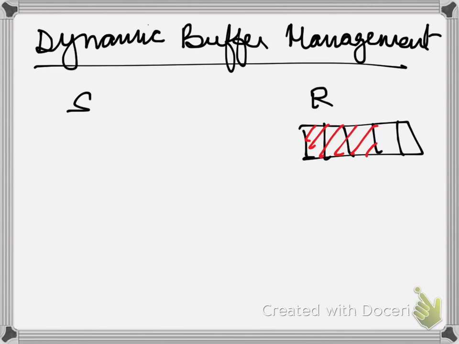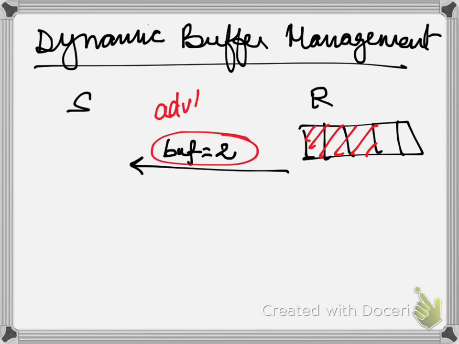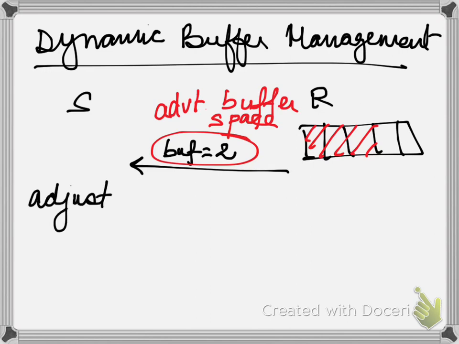So what the receiver can do is send this buffer information, how many buffers it has free, to the sender. Basically it is advertising the buffer space. And when the sender finds that the buffer at the receiver has only 2 buffers left, it will adjust its window size.